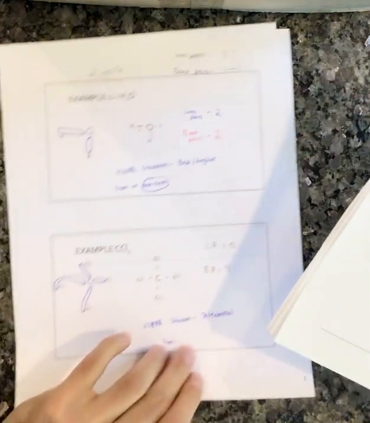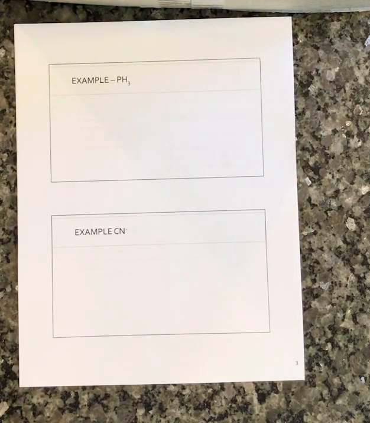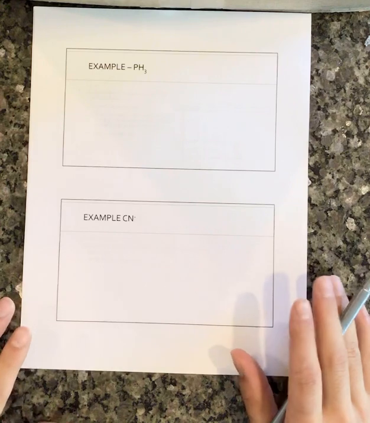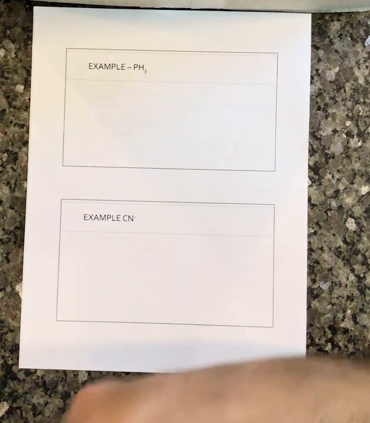So what I'm going to ask you guys to do is let's try the next one. I want you to try the next one. See if you can do it completely. See if you can draw this. Figure out your lone pairs, bond pairs, what type of structure you have. Is this symmetrical or non-symmetrical?